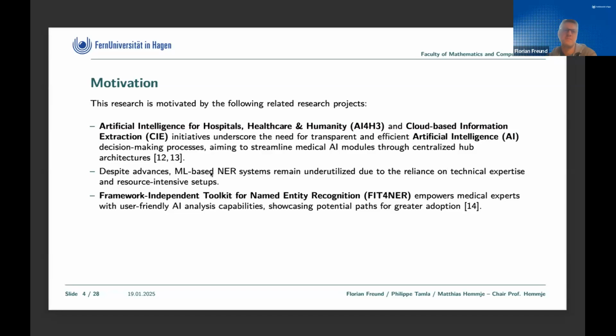Despite advances, machine learning-based named entity recognition systems remain underutilized because they rely on technical expertise and resource-intensive setups. And there comes the project, which is my primary project, Framework Independent Toolkit for Named Entity Recognition, FIT for NER, and it aims to empower medical experts with user-friendly AI analysis capabilities and showcases a potential path to greater adoption of named entity recognition.